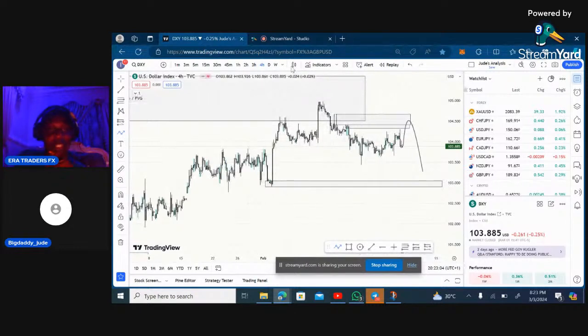Overall, DXY is bullish, but minorly bearish. We're looking at, it's been bearish for some time. Then overall it is bullish, right?